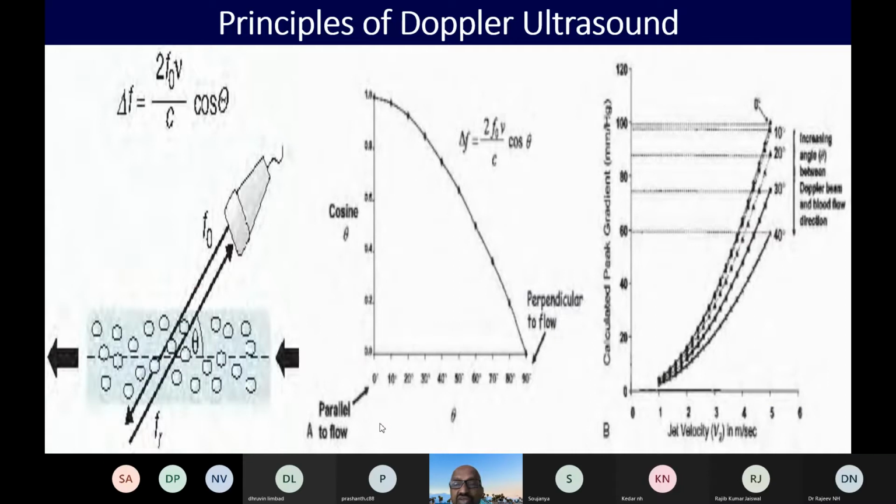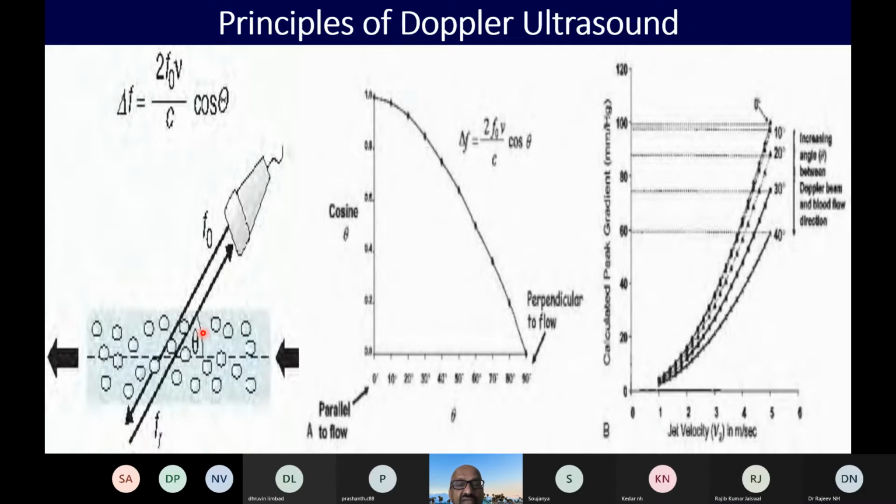A couple of things we need to know about the Doppler shift: the change in the frequency, called the Doppler shift, is dependent upon the transmitted frequency and the reflected frequency, that is, the frequency of transmission and the frequency of the reflected signal which is received by the transducer, and the angle of interception. This angle is called the angle of interception.